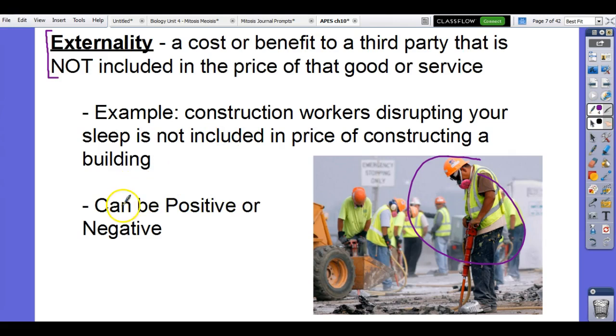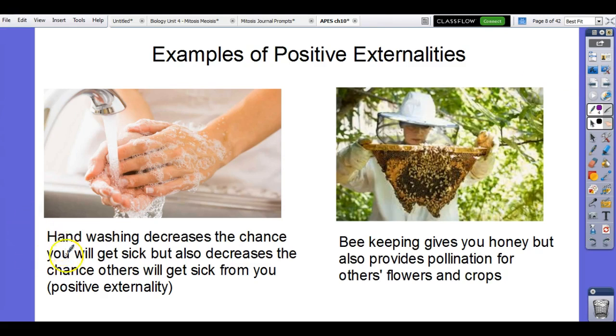Now this can be positive or negative. Let me show you some examples. So positive externalities. Hand washing. You don't need to write anything down for these. We're going to go over some other examples in a second that you'll write down. So hand washing, why is this positive? Because if you wash your hands, you decrease the chance you'll get sick. Well, that's normal. The externality is that you also decrease the chance that others will get sick.